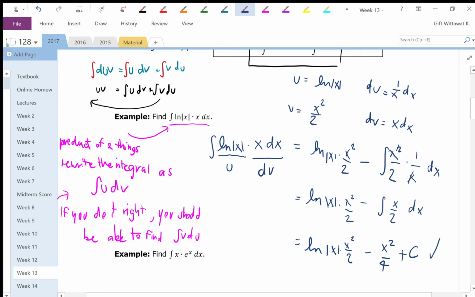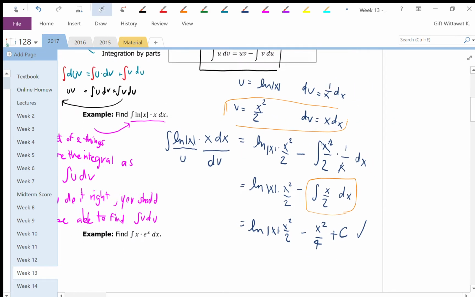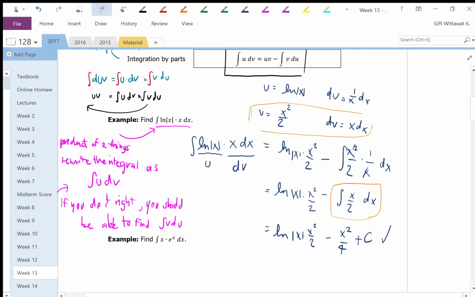So that's basically how integration by parts works. Notice how we end up with the integral of x over 2, which is easy to find. Typically that should always happen if you use the right u and v.